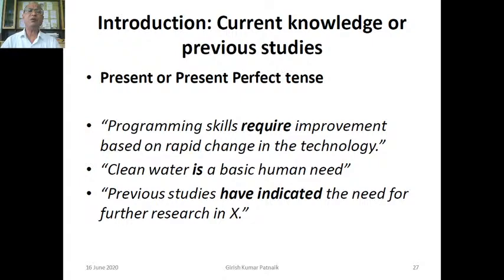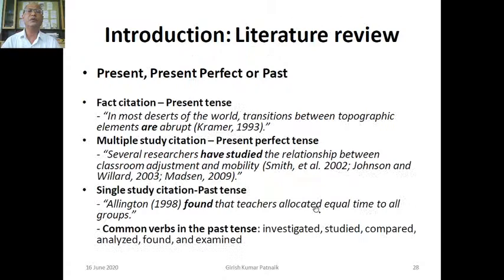So whenever you want to say about the current knowledge or previous studies, which is nothing but the first paragraph of your introduction, it should be in present tense or in present perfect tense. The second paragraph is your literature review, which is your present tense or present perfect or your past tense. Now see some of the examples I have given.